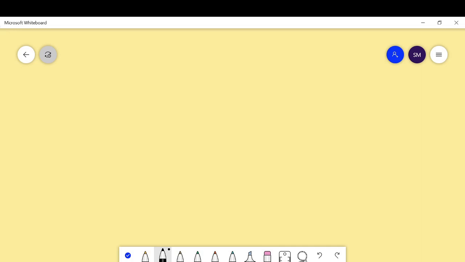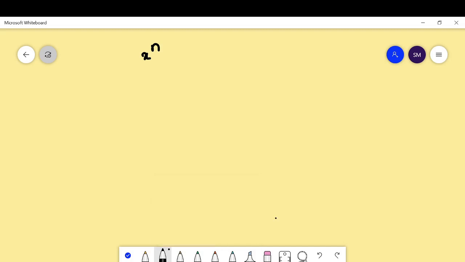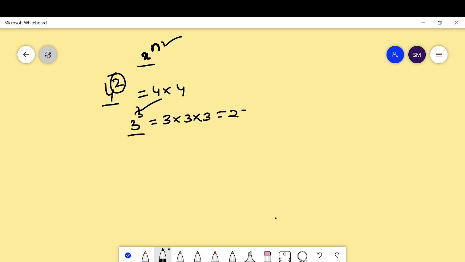What do you mean by exponent? Suppose I have written x to the power n. Here x is the base and n is the exponent. Suppose I represent 4 squared. Here 4 is the base and 2 is the exponent. 4 squared means 4 into 4, which is 16. Suppose 3 cubed. Here 3 is the base and 3 is the exponent. 3 cubed means 3 into 3 into 3, which is equal to 27.